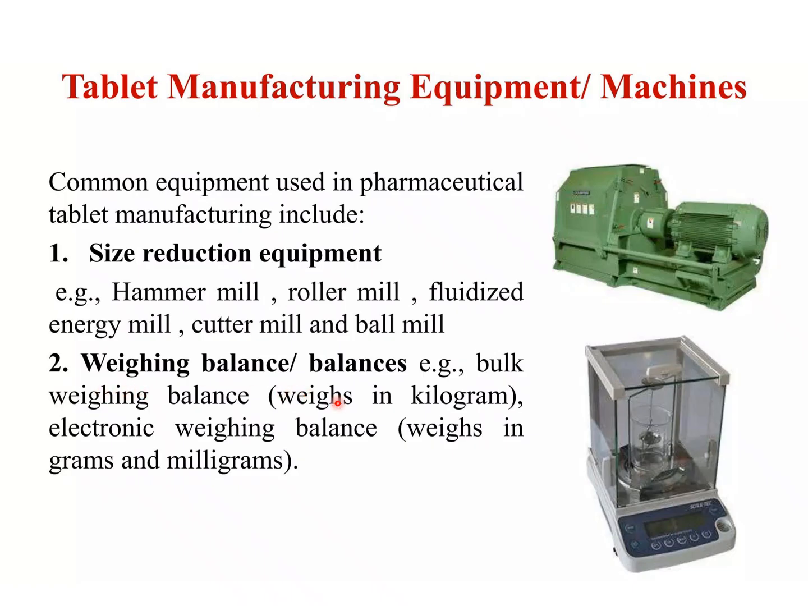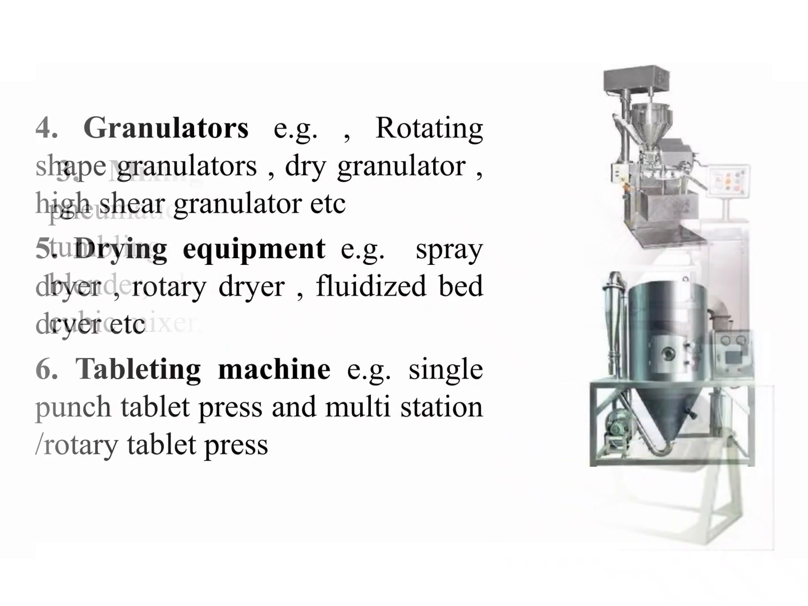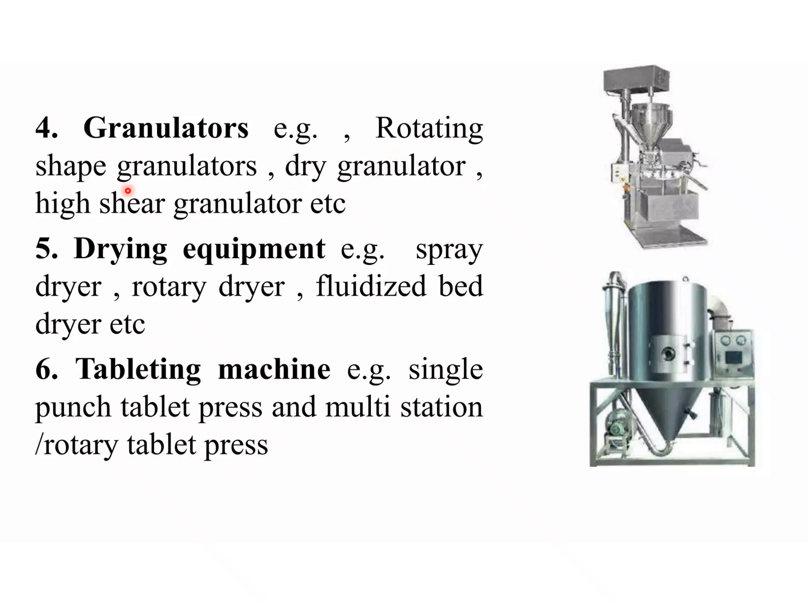Then weighing balance, for example, bulk weighing balances, electronic weight balances are used. Mixing equipment, this is one of the most crucial steps during the granulation method. So different pneumatic mixers, diffusion or tumbling mixers are used, for example, V blender, double cone blender, cubic mixer, drum blender. Then granulator. Different granulators are used for the formation of granules: rotating shape granulator, dry granulator, high shear granulator.